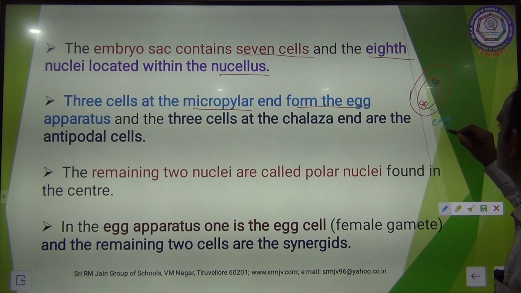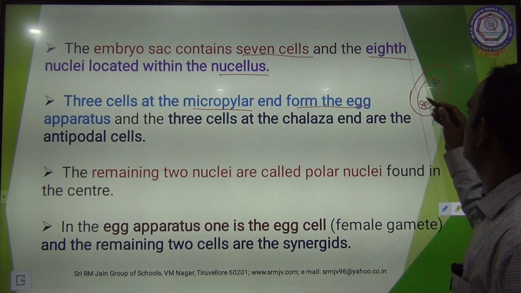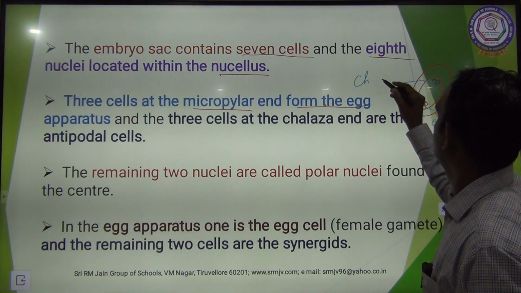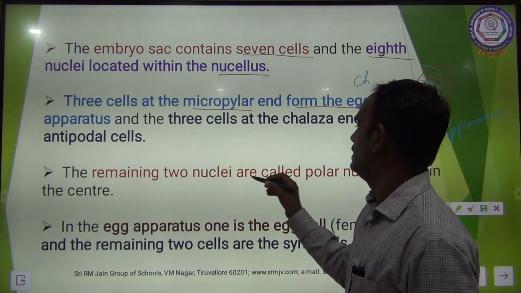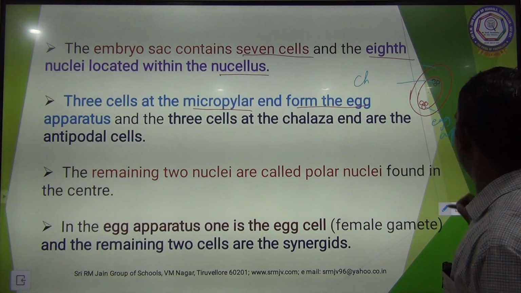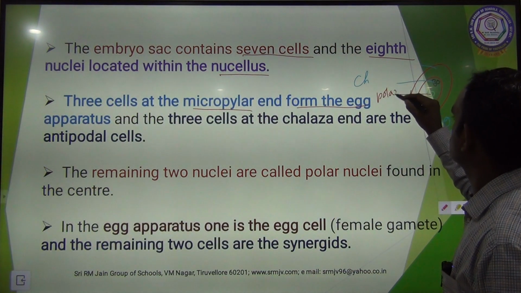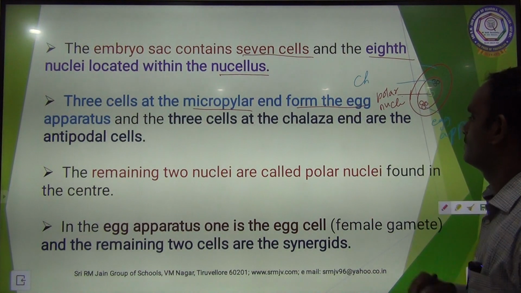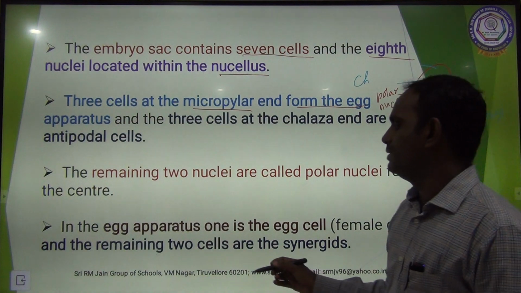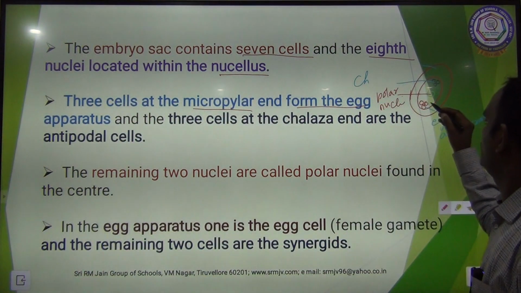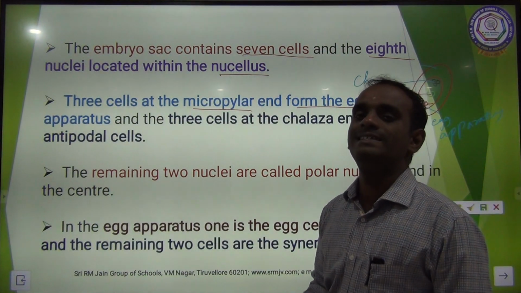This is the egg apparatus, and 3 cells at the chalazal end. This end is called chalazal end. The remaining 2 nuclei are called polar nuclei. This is called polar nuclei. The egg apparatus has one egg cell and the remaining 2 are the synergids. So here 3 cells are there, one is the egg cell and the remaining 2 are the synergids.